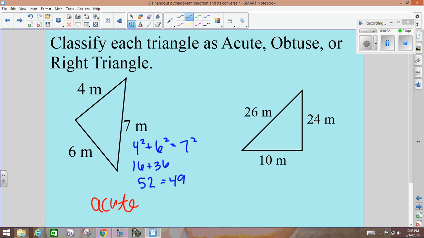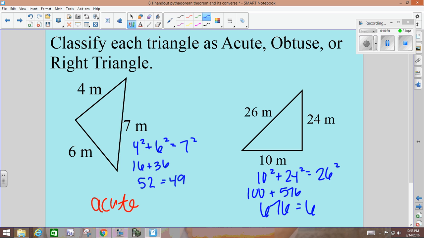Okay, the next one. 10, 24, 26. Which one would we put in for the c part of our theorem? 26, good. So 10 squared plus 24 squared equals 26 squared, 100 plus 576. You should get 676 equals 676. What type of triangle would it be then? This is a right triangle. The left side actually does equal the right side, so this is a right triangle.